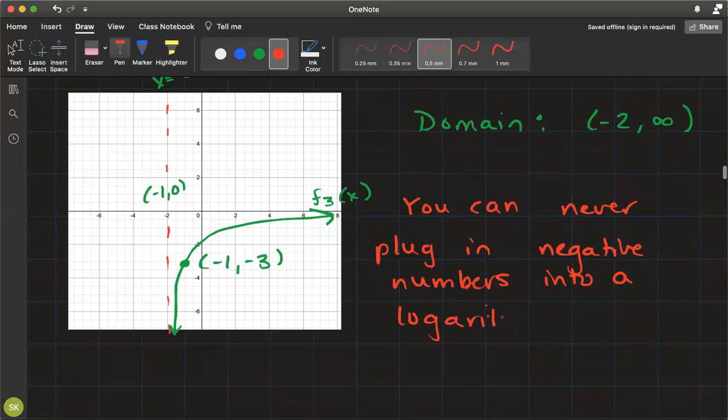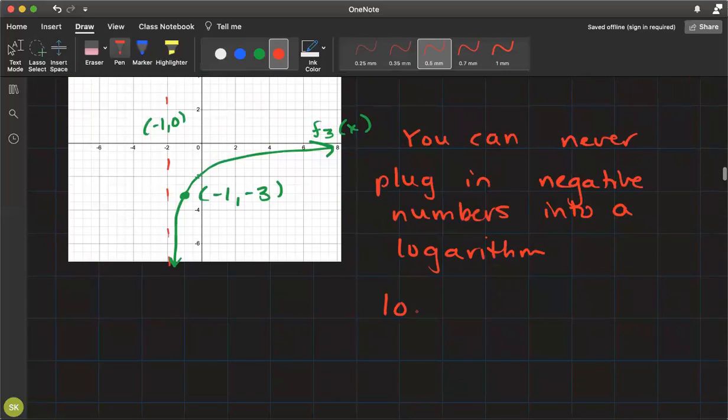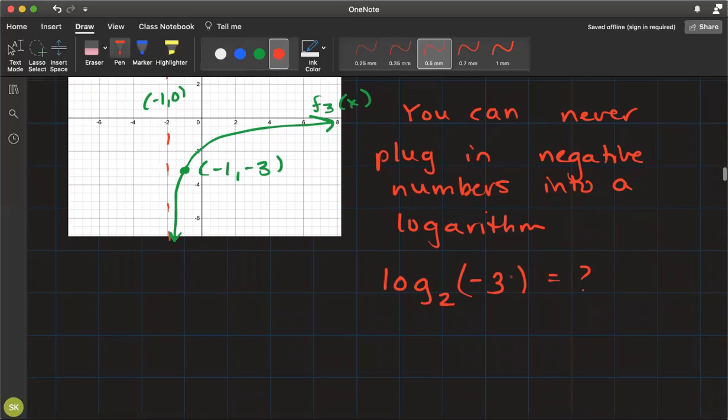Let's verify that real quick. So let's say we wanted to take log base 2 of something negative, like -3. What does that equal? Well, what we're asking is 2 to what power is equal to -3? Now remember the exponential function. If you plug in 0 here, 2 to the power 0 gives you 1. If you plug anything positive in here, like 2, 4, 6, 8, you're multiplying 2 with itself several times, and that's going to give you a positive number. So if you put a 2, you get 2 times 2, which is 4. If you put a 3, you get 2 times 2 times 2, which is 8, and so on.